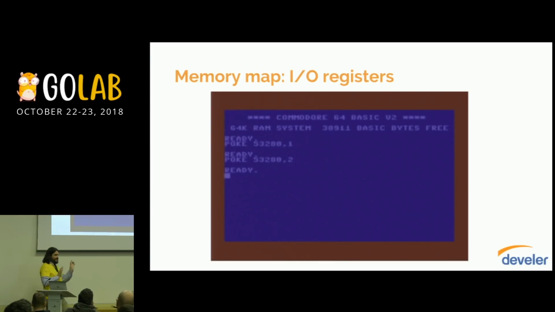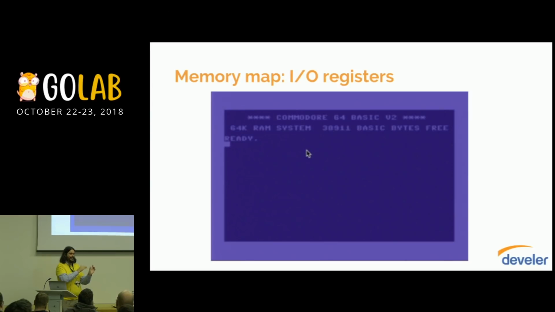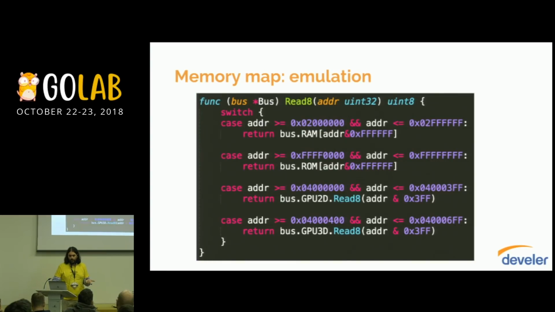So you have a fixed address in memory where you just write some bytes to communicate with the chip, in this case, the graphics chip. Okay, so how do you emulate this? Well, the simplest approach is like this.